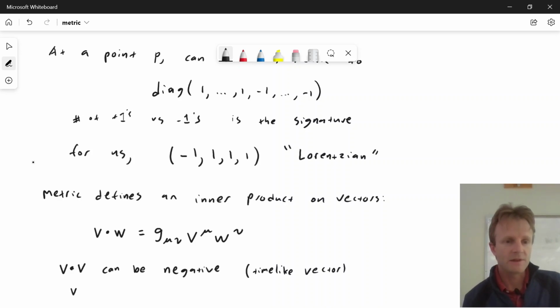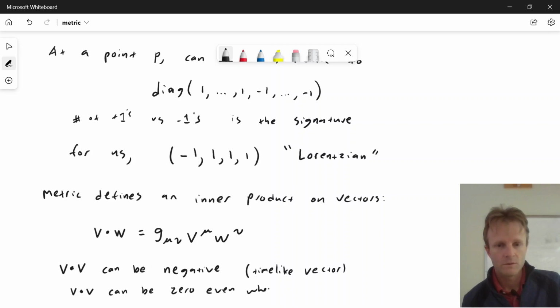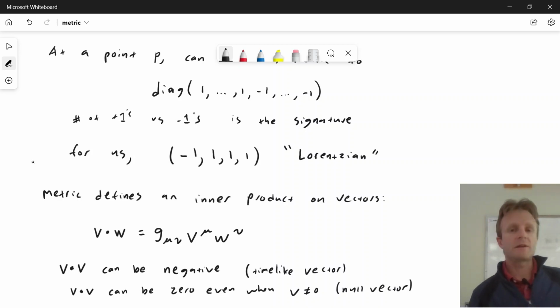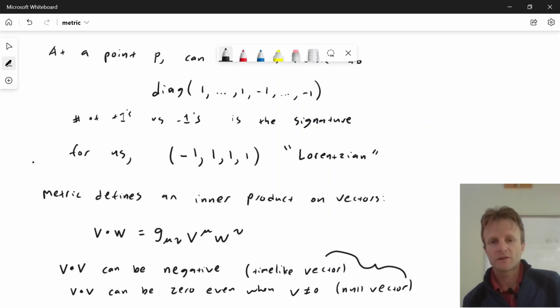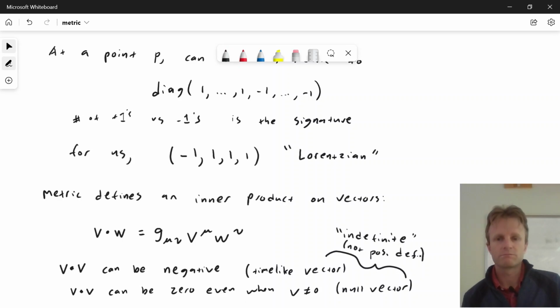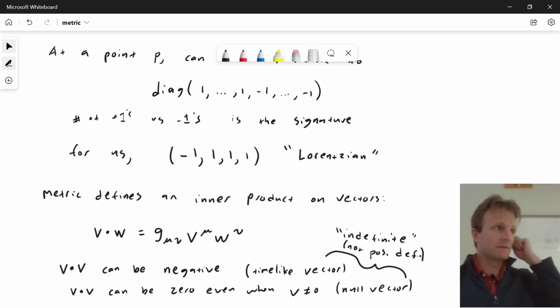And the other thing that can happen is v dot v can be 0 even when v is not itself 0. And that's just a null vector. So these two properties make the inner product, usually it's called indefinite, as opposed to positive definite. So not positive definite. And this is just what happens for Lorentzian signature metrics, and it's just something to keep in mind.